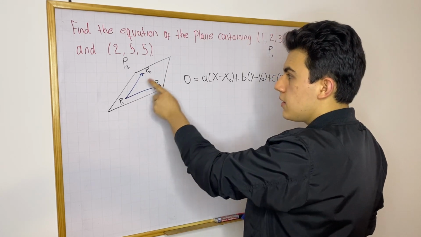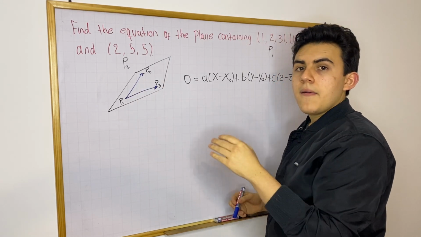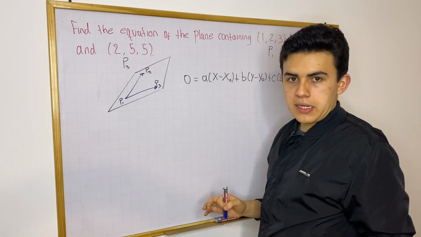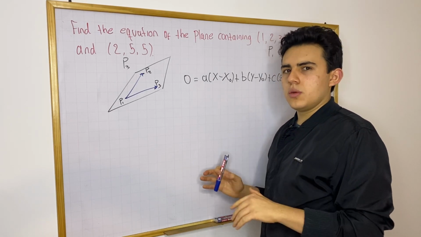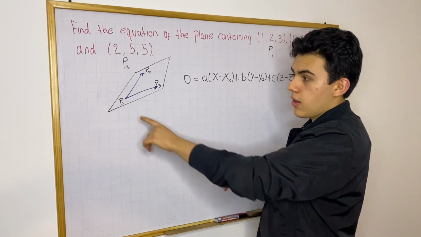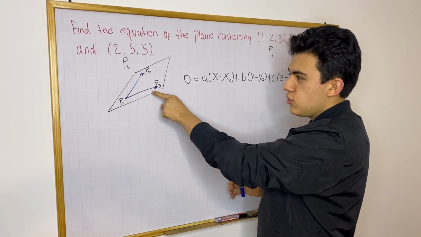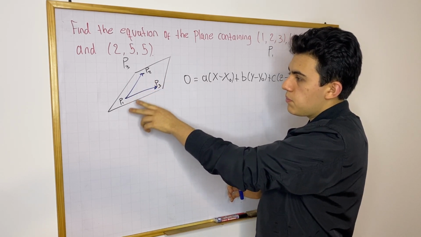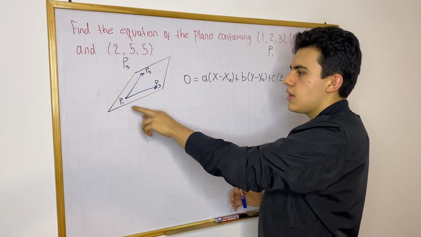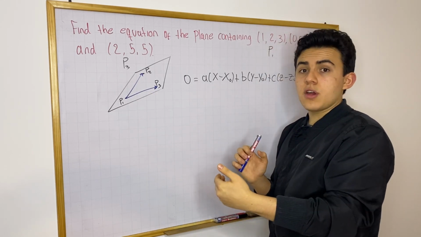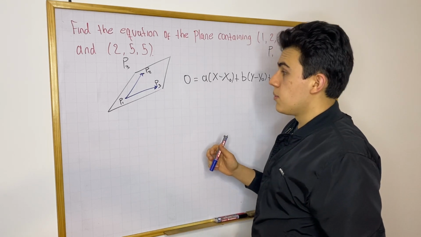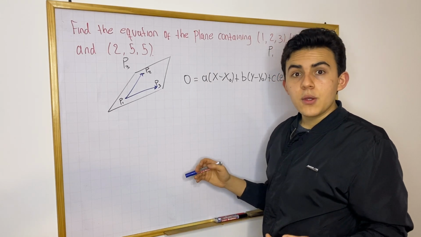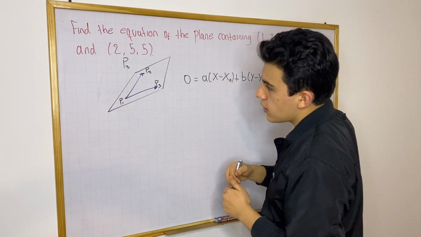Now we know P1 to P2 and P1 to P3 will be contained in the same plane. What does that mean? Well, we want a normal vector to the plane. If you take the cross product between P1 to P2 and P1 to P3, you will get a vector that is normal to this plane, okay? Which is exactly what we want, so that's what we're going to do.